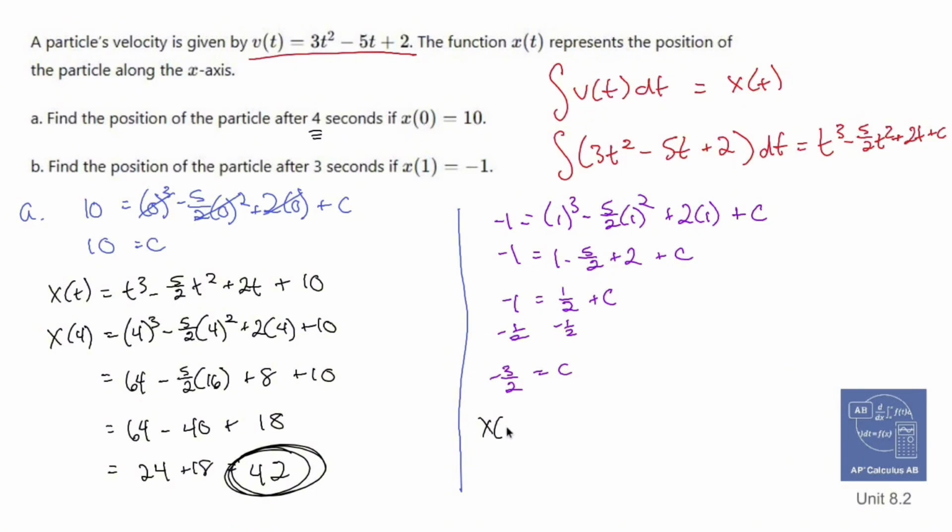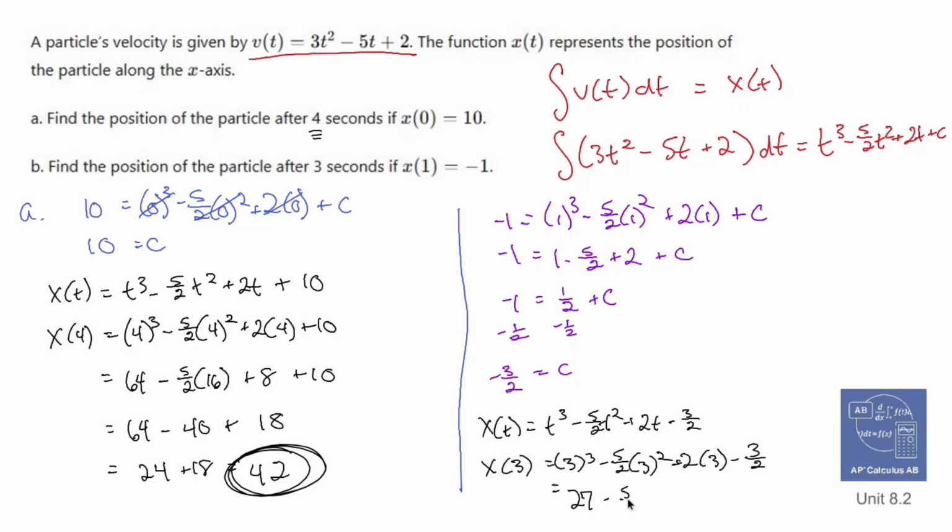This isn't going to be exciting at all. X of t is going to be t cubed minus 5 halves t squared plus 2t minus 3 halves. X of 3 is going to be 3 cubed minus 5/2 times 3 squared plus 2 times 3 minus 3/2. 27 minus 5 halves times 9 plus 6 minus 3/2.